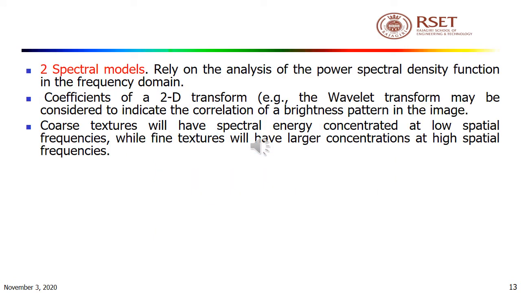And the next texture feature, which can be called the spectral model, is based on the spectral density function in the frequency domain. In normal image processing, we generally consider the pixel domain and the frequency domain. The advantage of the frequency domain is that we get more detailed information than in the pixel domain. So why are we using the frequency domain? In order to get more details of a particular image, we can go for the frequency domain.